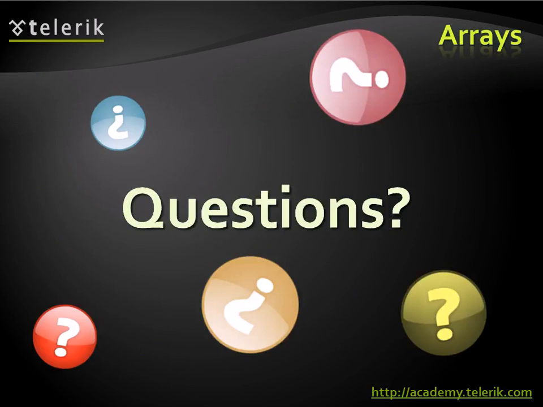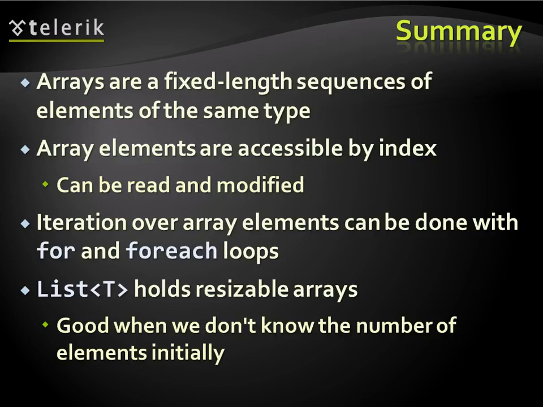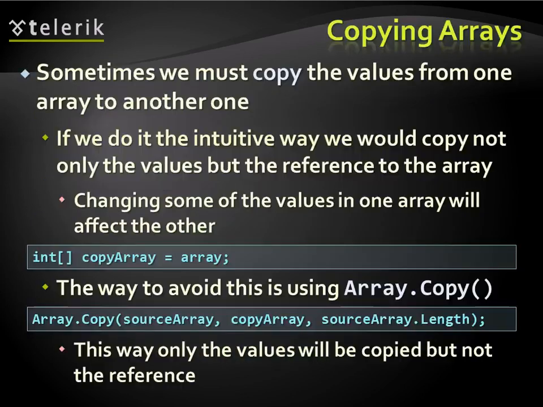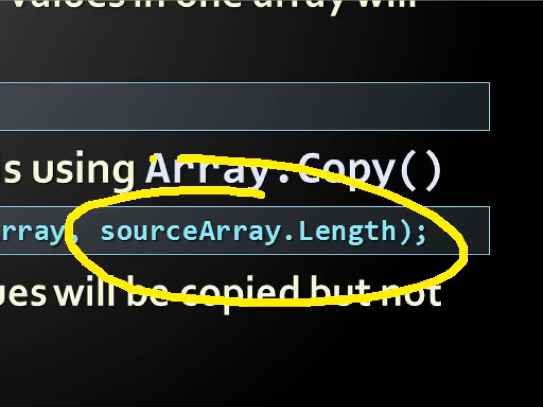Okay. Other questions? What if you try to copy arrays with different lengths? You supply the length. When you copy arrays, you supply how many elements to be copied. If you have enough elements in both arrays, it will work. If you have fewer than this value in some of the arrays, you will have an exception.